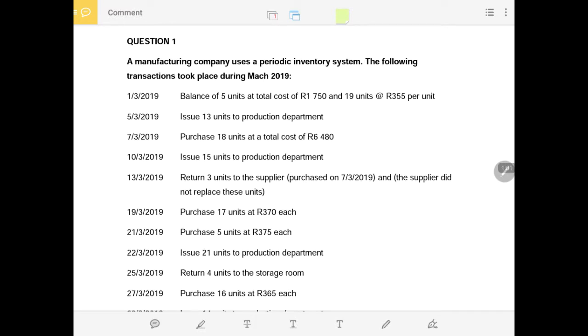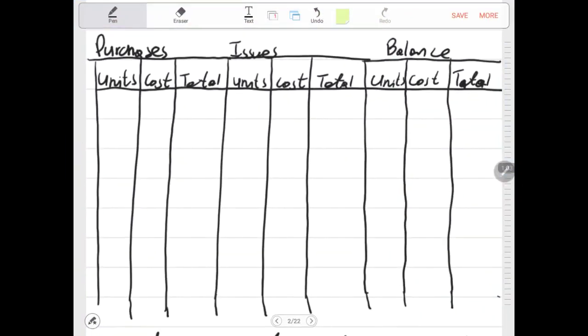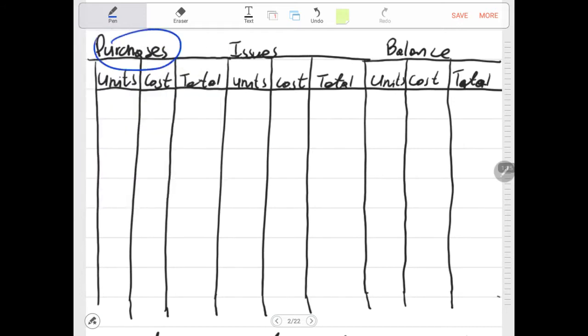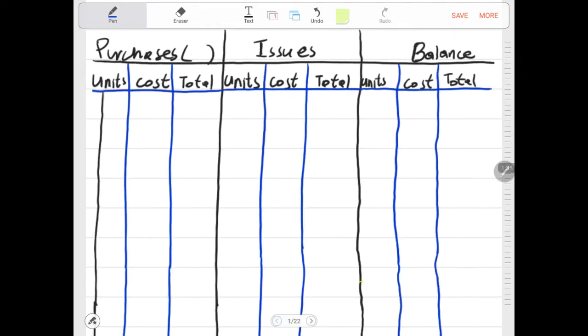Now I've already drawn up the skeleton of how the inventory stock card looks like, where we have purchases. Then after purchases we do have issues, where we issue inventory. Then after we have the balance. Under purchases, whenever we have purchased inventory, that's where we'll be recording, and when we return inventory, also record as negative. Under issues, we issue inventory to the production department, then after the balance.